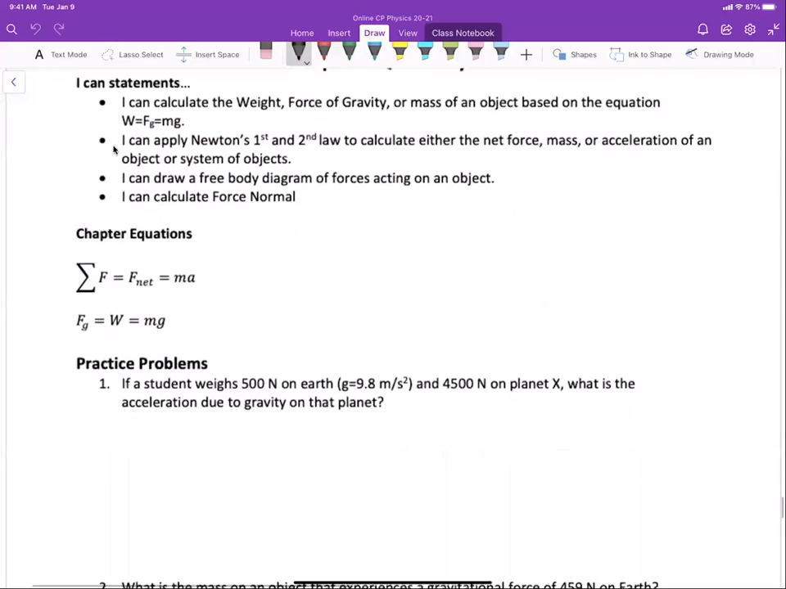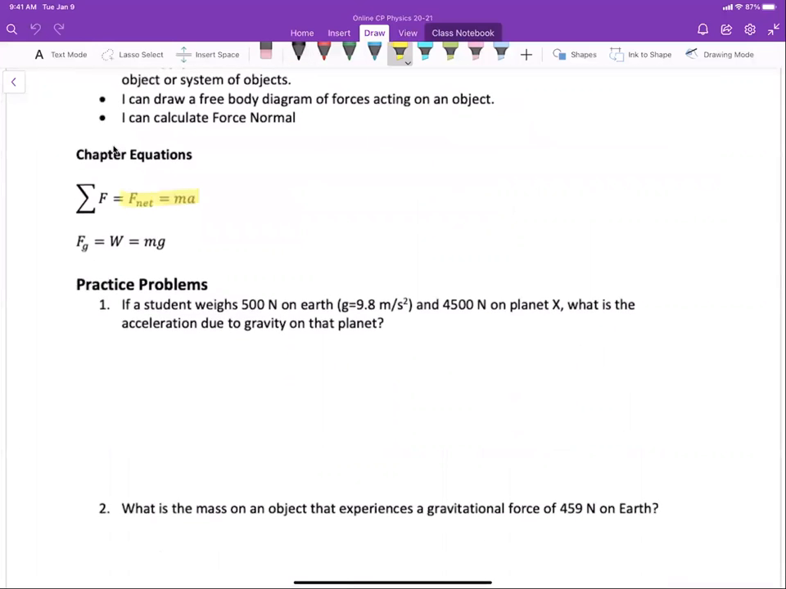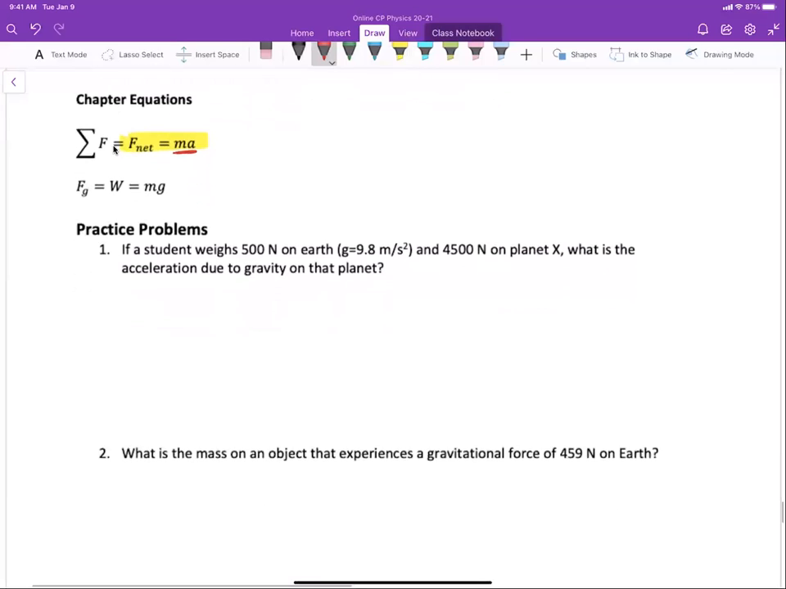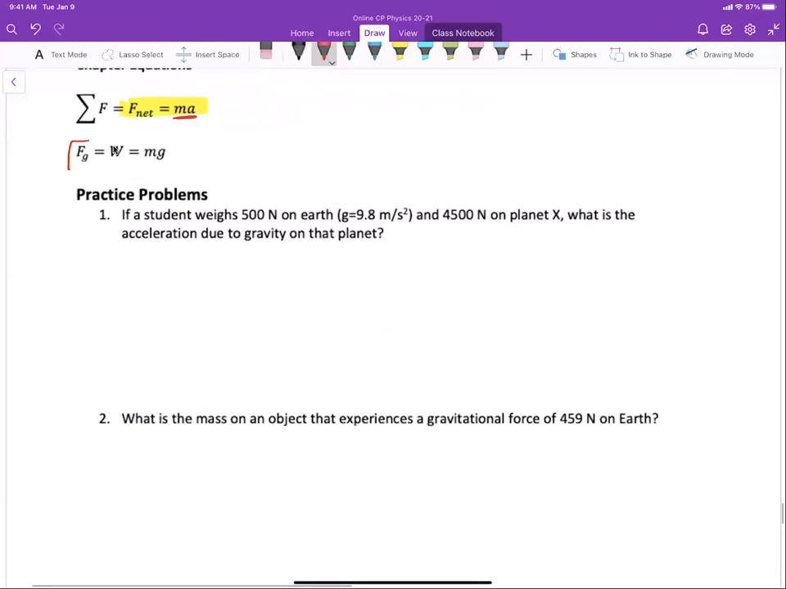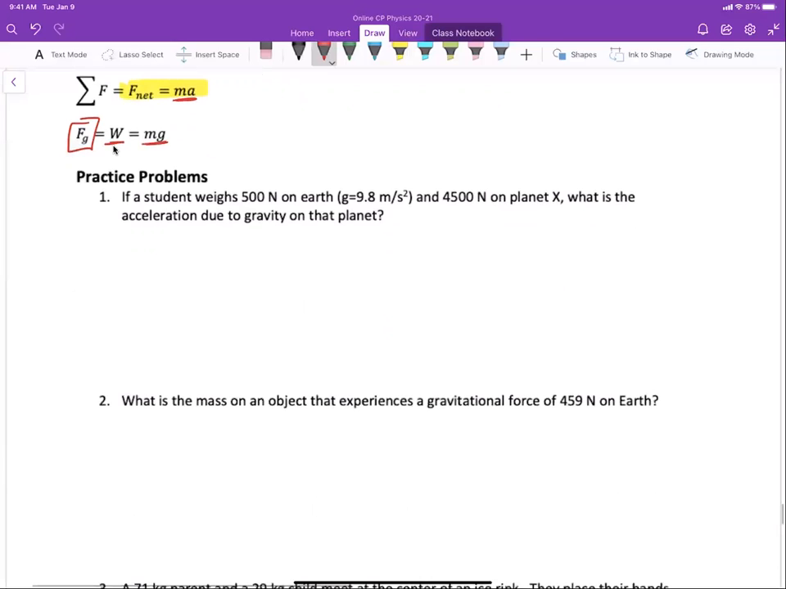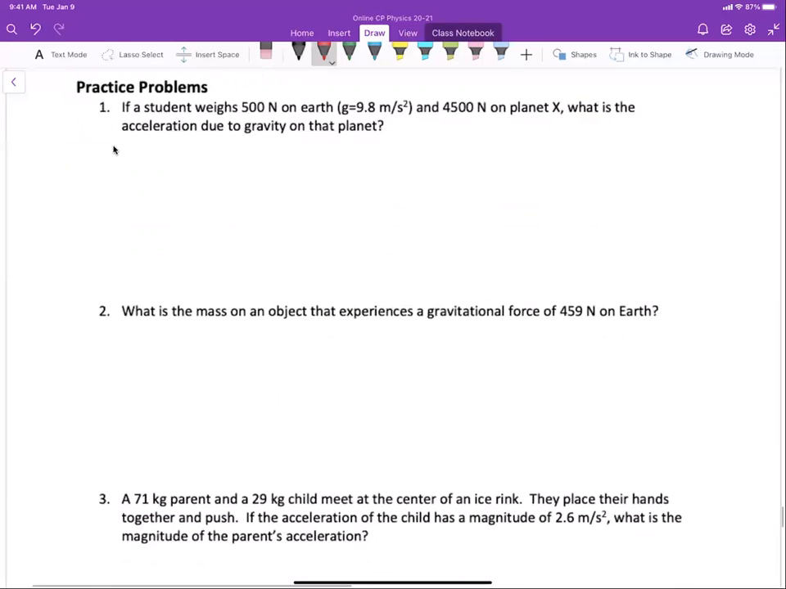So here's the equations we've learned. Newton's second law, which says that if there is a net force, there is going to be an acceleration, and it is inversely proportional to its mass. And the definition of force of gravity, which is equal to its weight, which is equal to mg. And so here are some practice problems. If you could do this, you should do well on this, and maybe it's an opportunity to raise your grade if you're right on the edge.